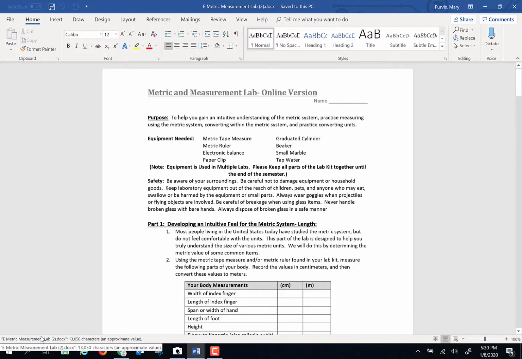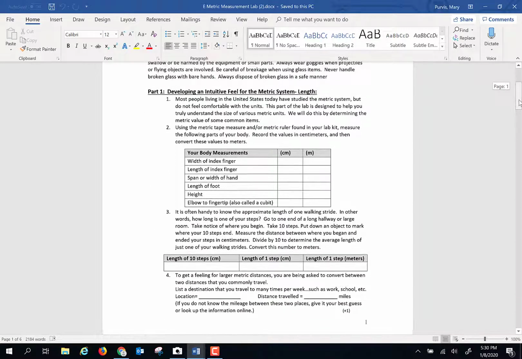You are going to use the measuring tape and the ruler and graduated cylinders and a variety of different things. And I want you to have a better understanding of the metric system when you walk away from the lab than when you start, and practice converting the metric system and doing a whole variety of conversions.